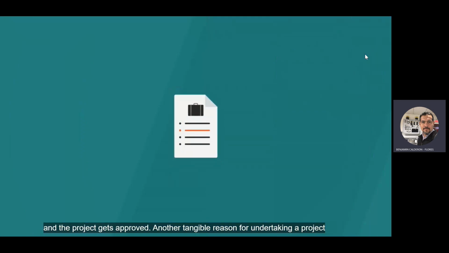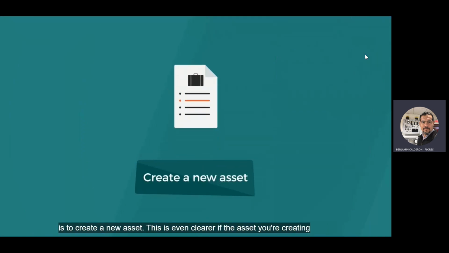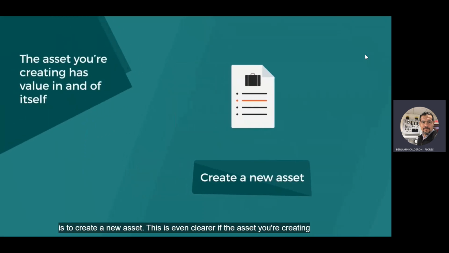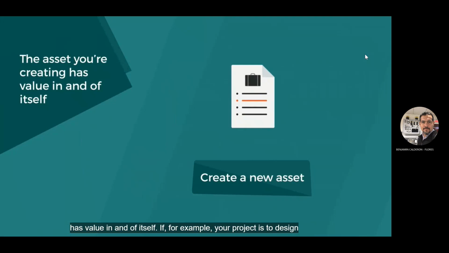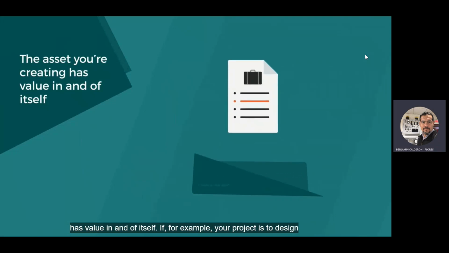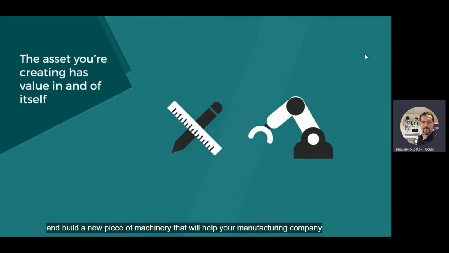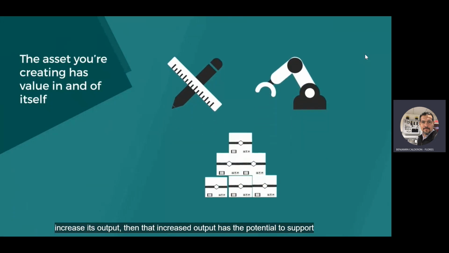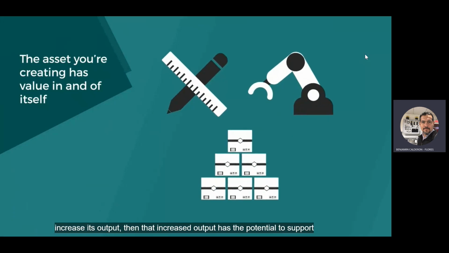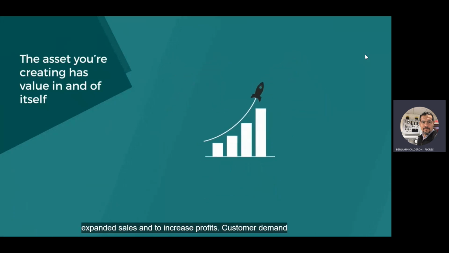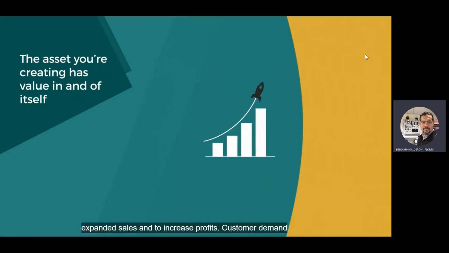Another tangible reason for undertaking a project is to create a new asset. This is even clearer if the asset you're creating has value in and of itself. If, for example, your project is to design and build a new piece of machinery that will help your manufacturing company increase its output, then that increased output has the potential to support expanded sales and to increase profits.